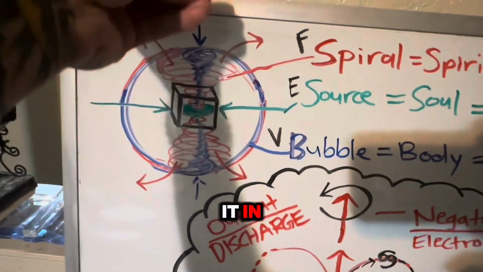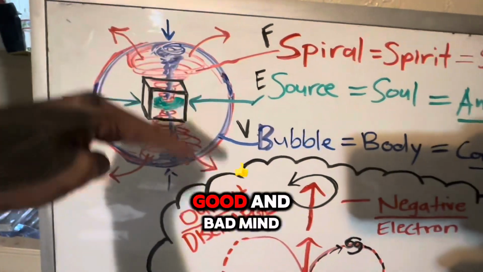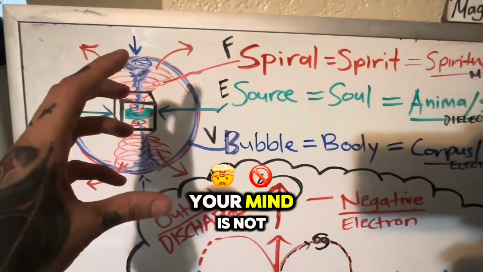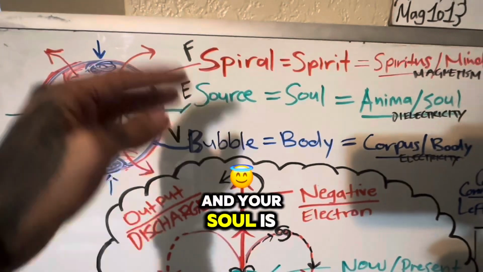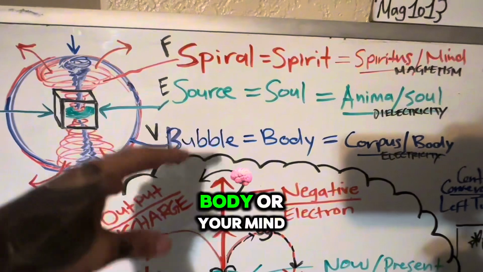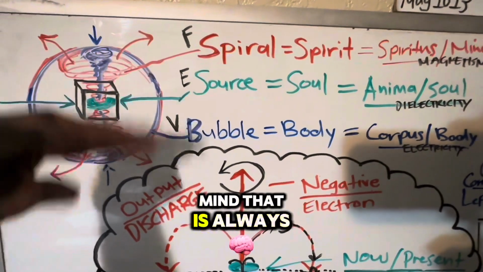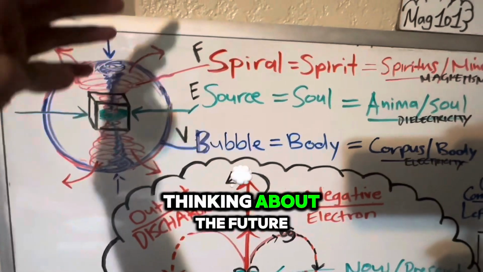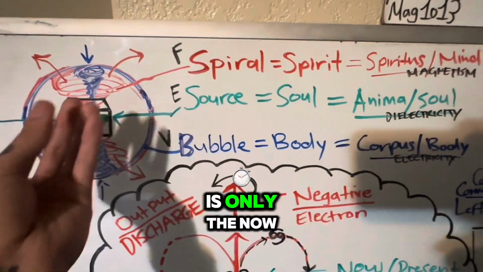Where's your mind? Is your mind over matter, or is your mind in the gutter? So you have a good and bad mind. Your mind is not your soul, and your soul is not your body or your mind. You are not your body or your mind. You are the soul, the source, the stillness, not your mind that is always moving and thinking about the future, which causes anxiety, and thinking about the past, which causes depression. There is only the now.